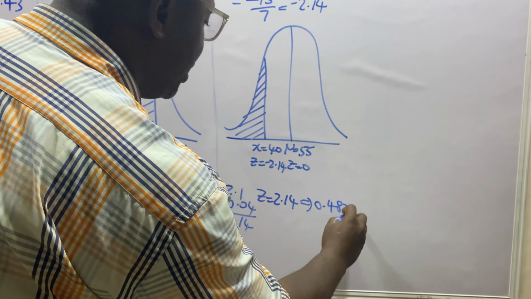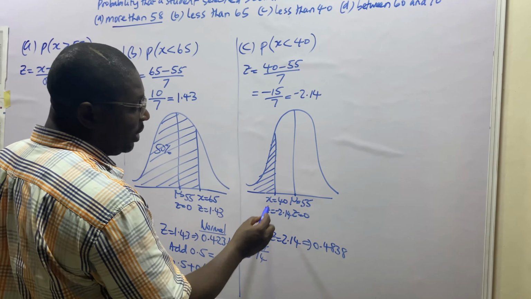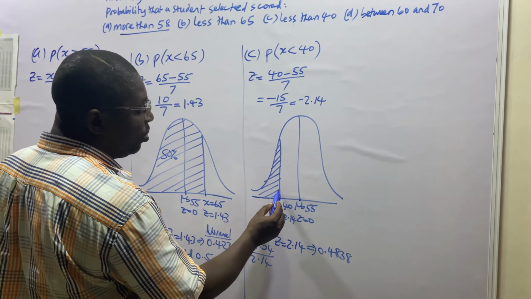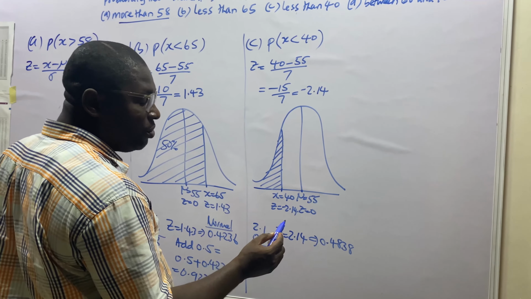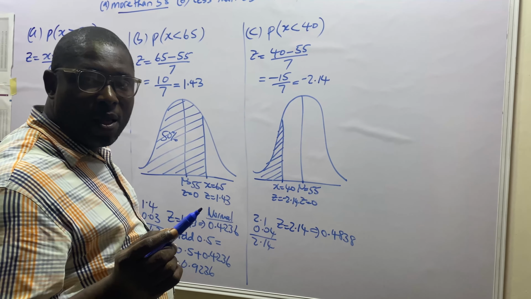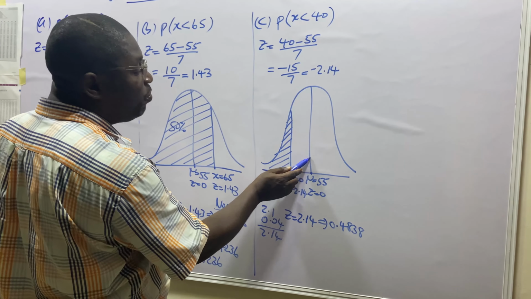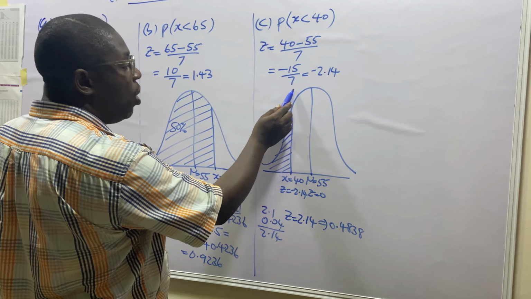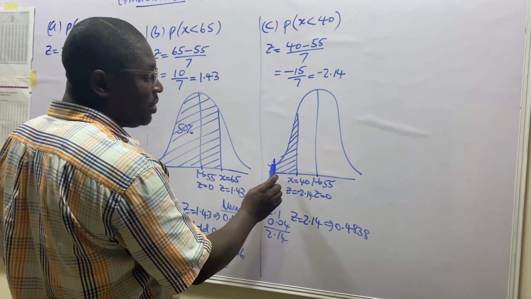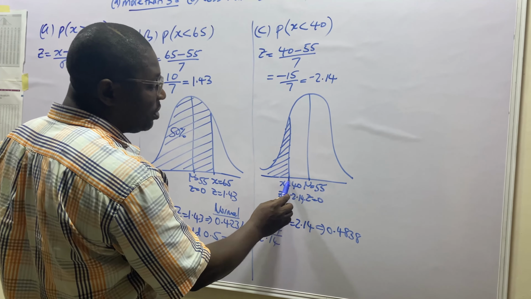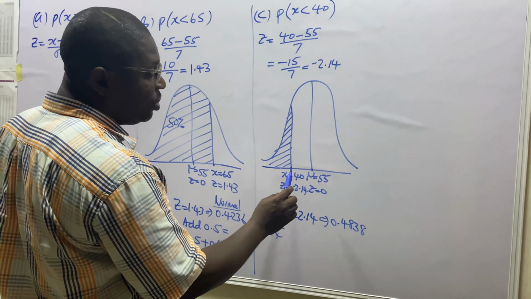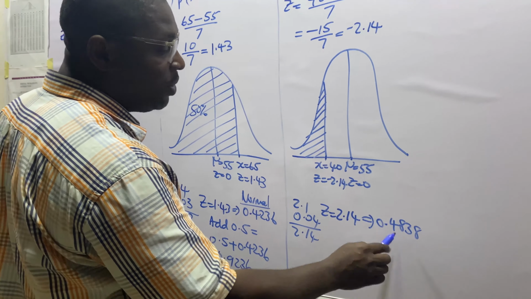Now, mind you, what we've calculated so far is from this mean to this data point. We're looking at those that scored less than 40. What are we going to do? We are going to deduct this value from 0.5 because this portion of our normal curve is 50%. But we found this to this. So the value of this is to deduct our probability from 0.5.